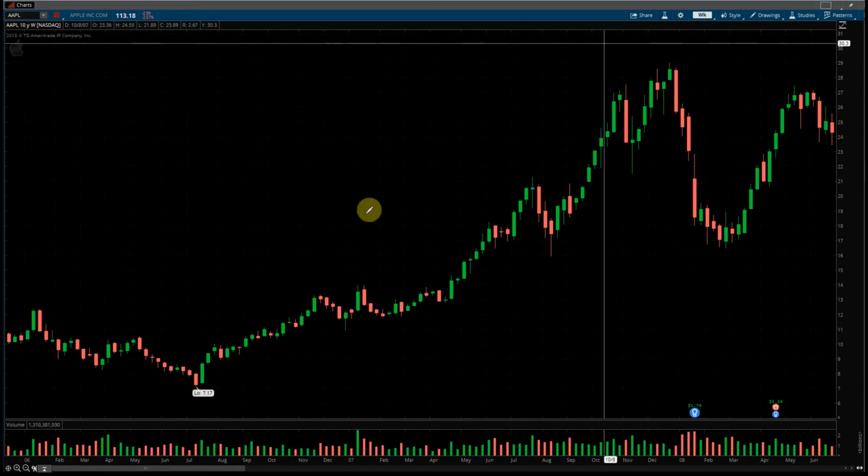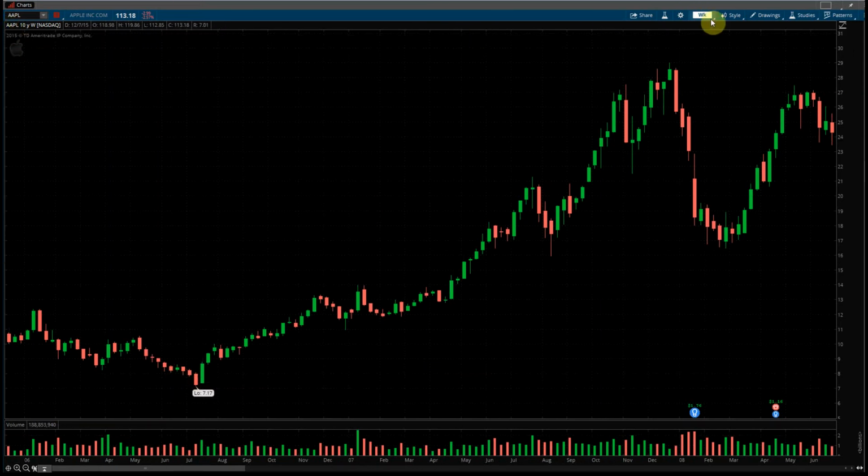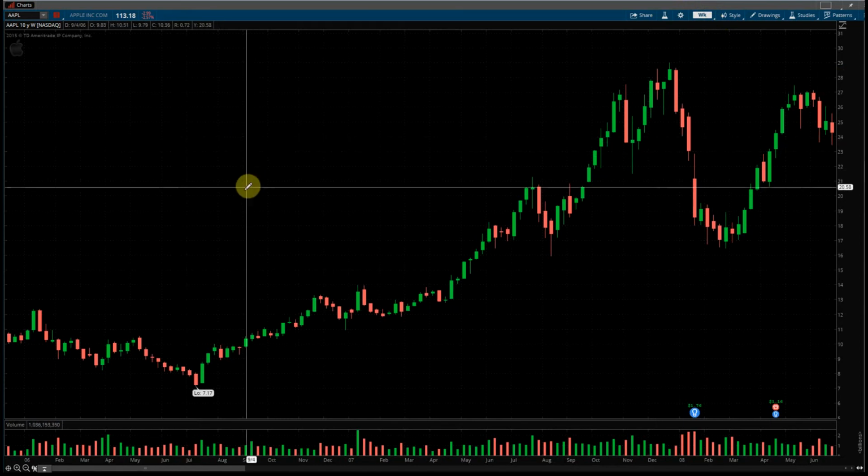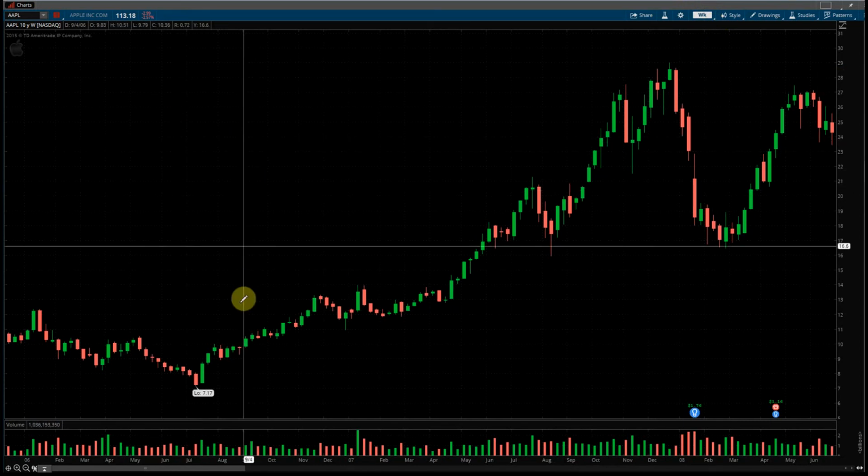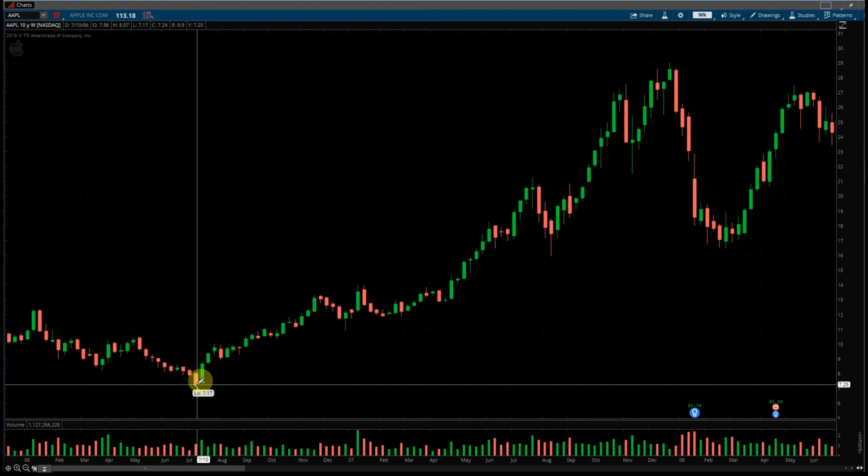I'm going to start here with Apple, and I went to a 10-year weekly and I just zoomed it in here to a spot. And I'm going to mark on an up move from the lowest close. That's the important thing. I said I go from the close of candles. I would go from the lowest close to the highest close.